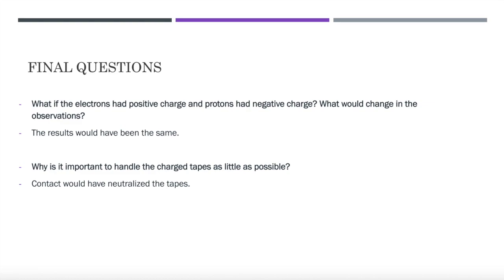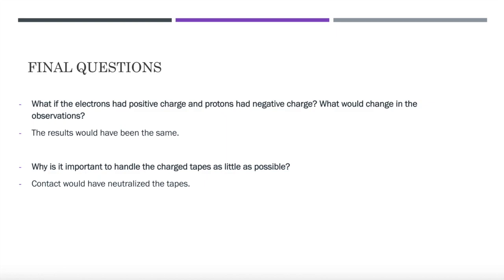A couple of final questions are, what if the electrons had a positive charge and the protons had a negative charge? What would change in the observations? Well, the results would have been the same, because if the positive and negative charges had been swapped, like charges would have still repelled and opposites would have still attracted, which is what happened during this experiment, and which is what would have happened if they were swapped.